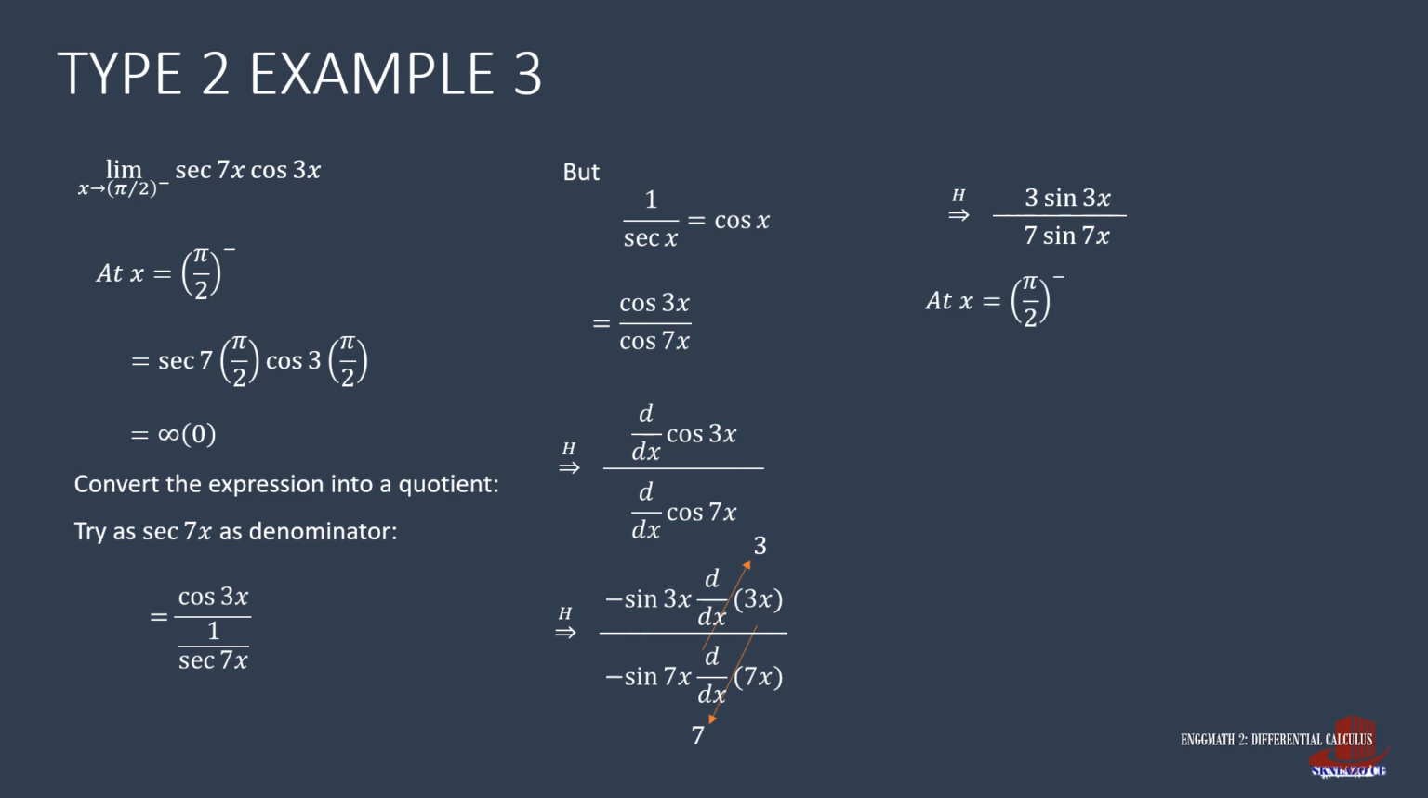With x as half of pi, the equation turns into 3 times negative 1 upon 7 times negative 1, where the negative 1's can cancel out. Thus, the limit of secant 7x with cosine of 3x as x approaches pi over 2 is 3/7.